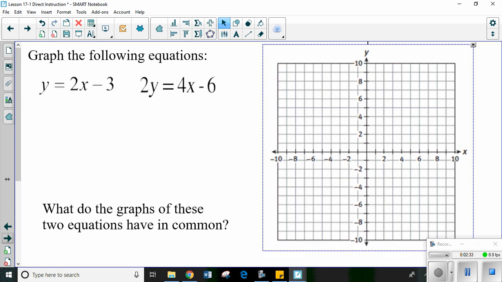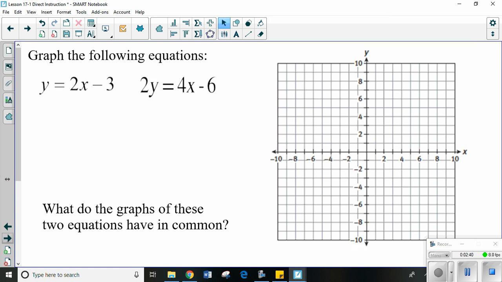All right, next, the first one is already in slope-intercept form. So I'm going to graph my y-intercept at negative 3, and the slope here is up 2 over 1. It's positive, so my line's going to be increasing. Down 2 over 1, down 2 over 1.